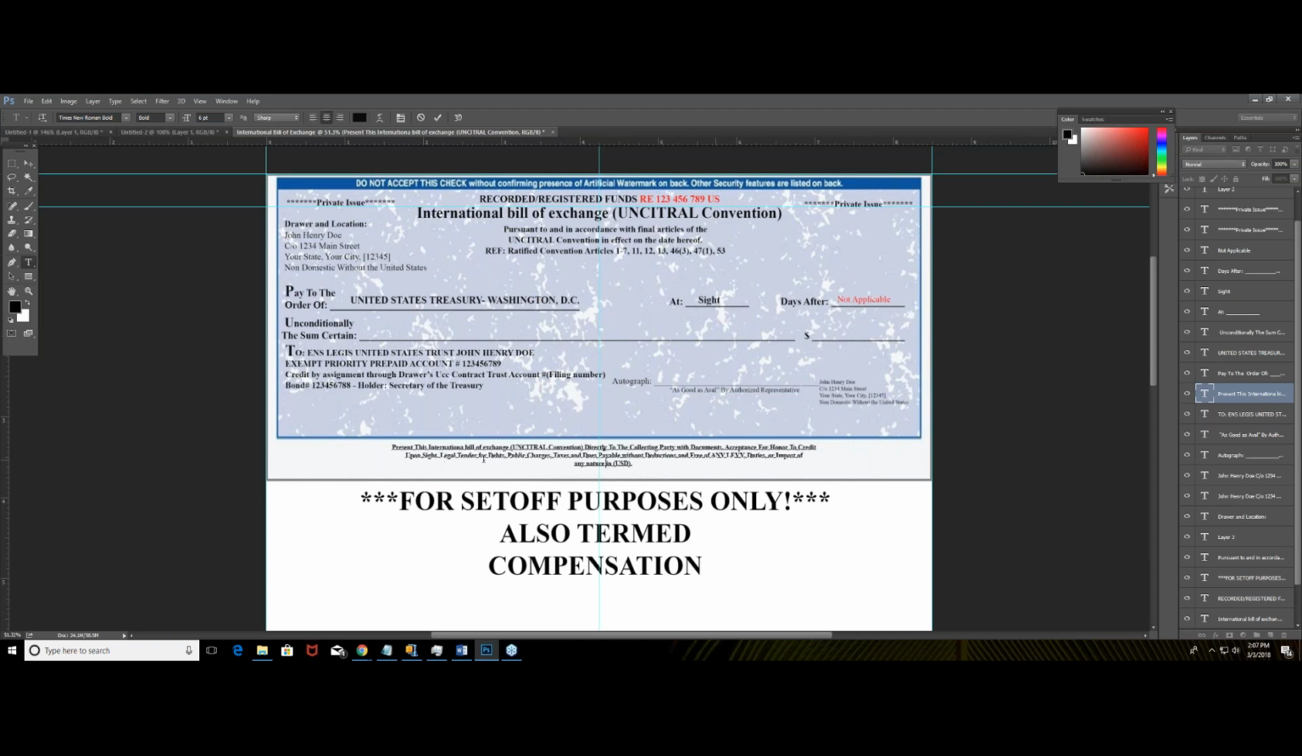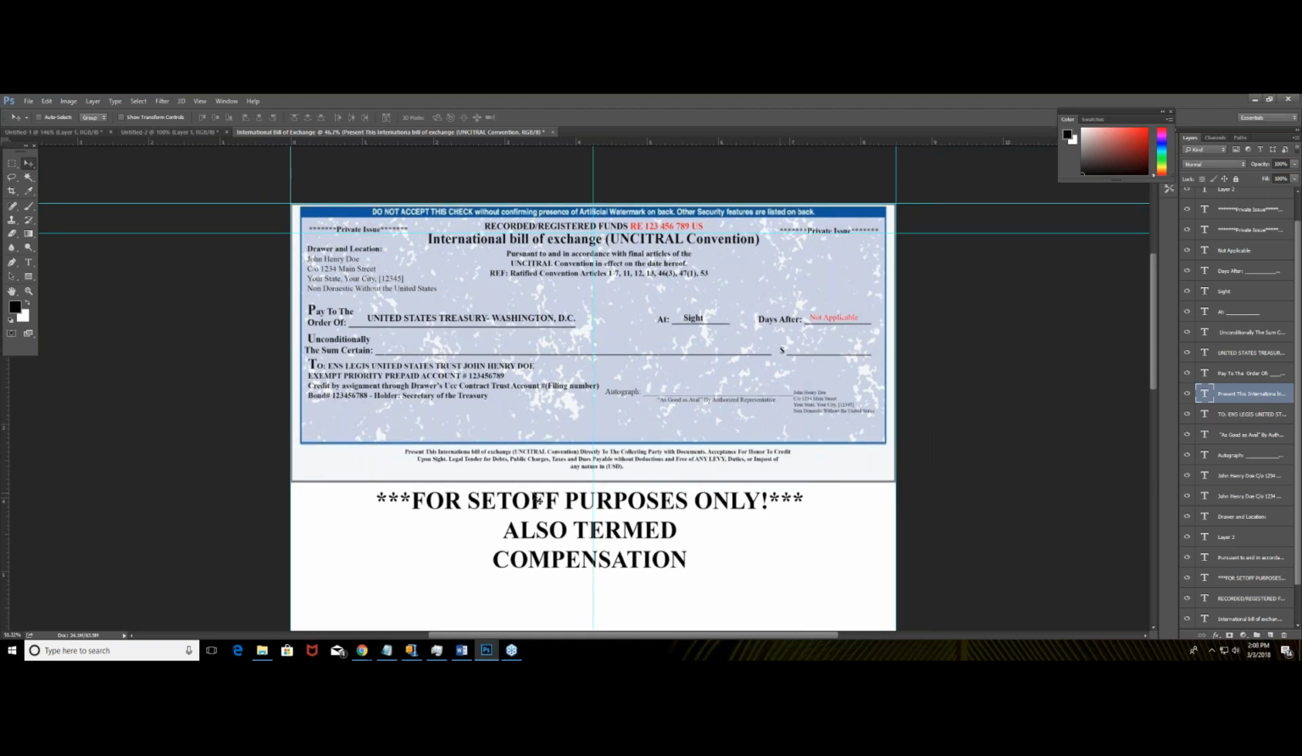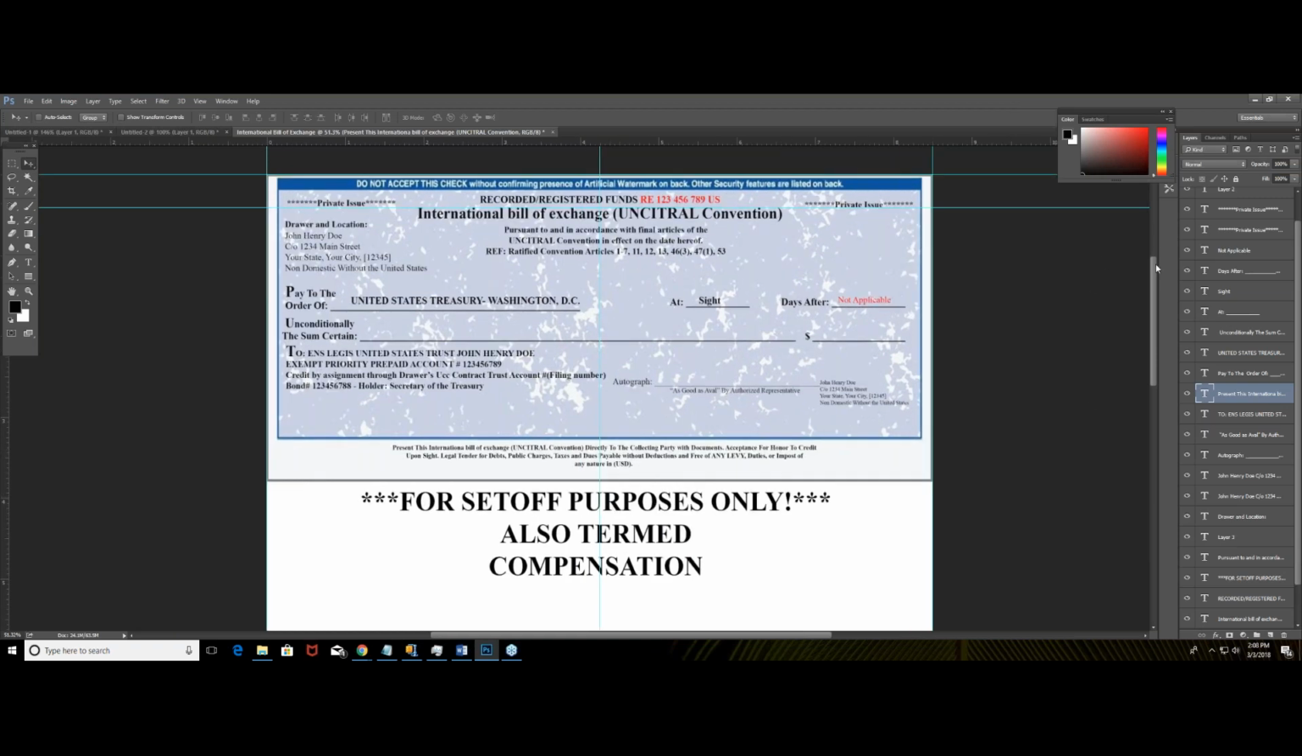Up on sight, legal tender for debts, public charges due without deductions and free of any levy, duties, or imposed of any nature. Okay, these are your instructions. You can make better ones than me. I'm not saying these are the best instructions and everything. I actually got this from someone. But you can modify it to your liking, but it is essentially correct because that's what I was like, wow, this is somebody else that knows exactly what's going on. It gave me a good idea.